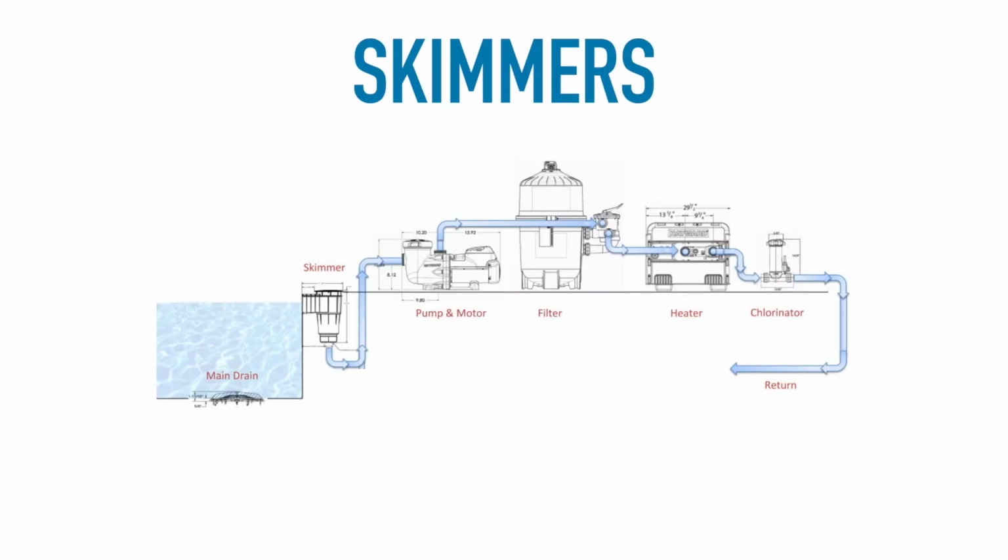All right, so now let's move on to skimmers. After covering our main drain, there's a second place where our water leaves the swimming pool, and that's through the skimmers on the side of the pool. Now, there's a couple of different skimmer types out there.